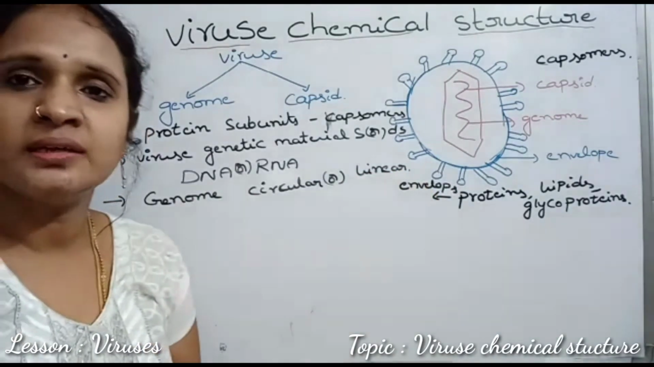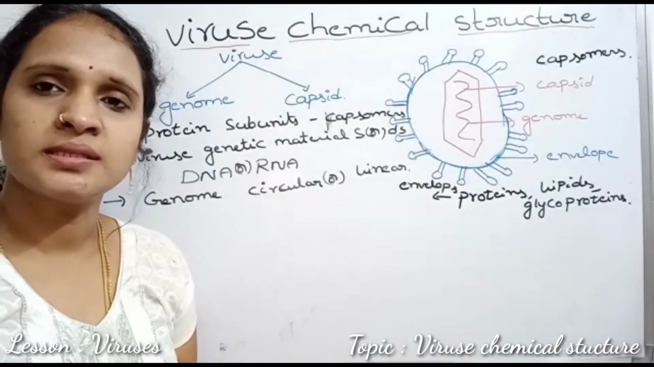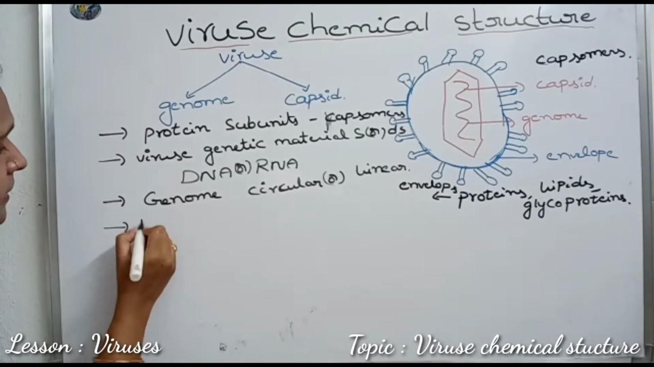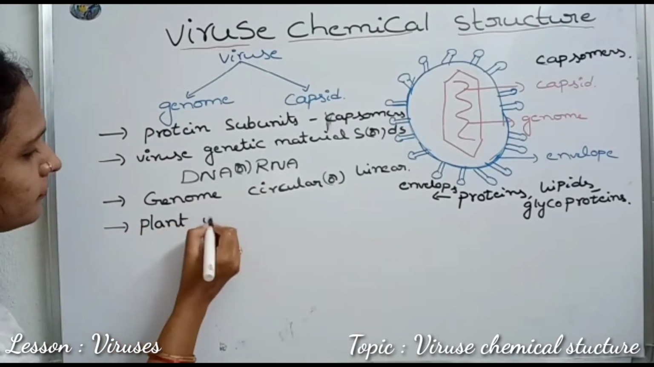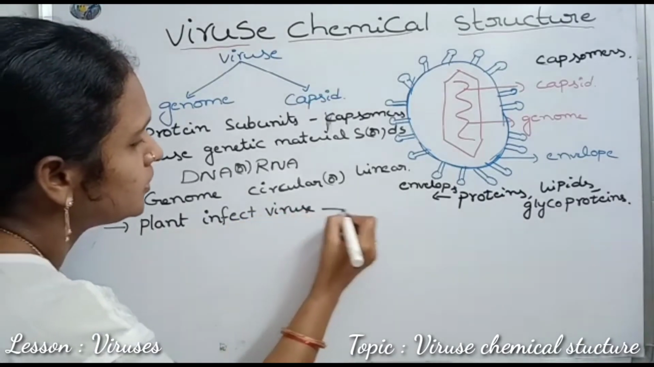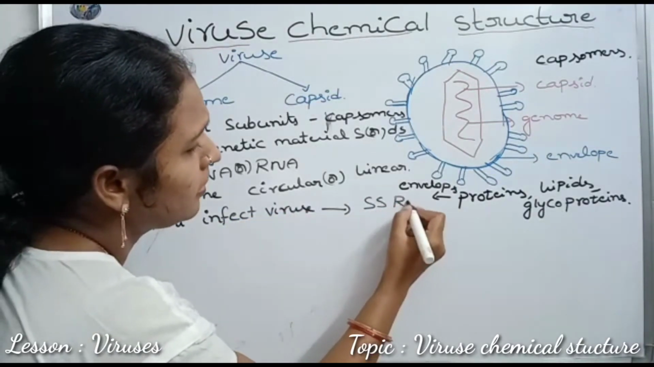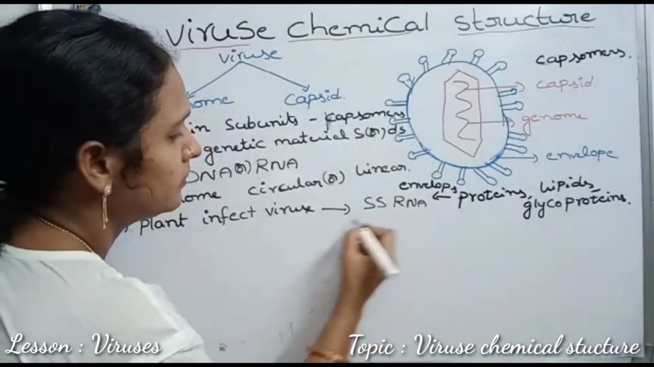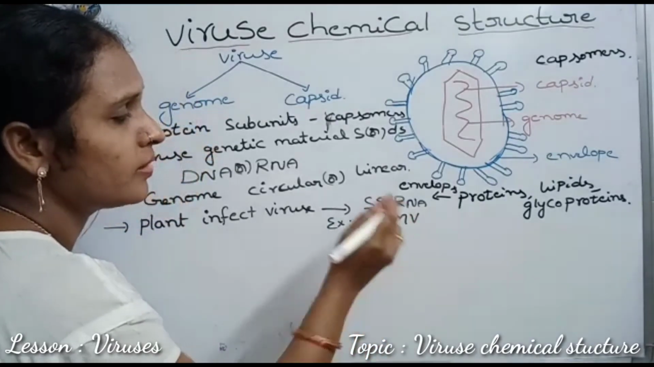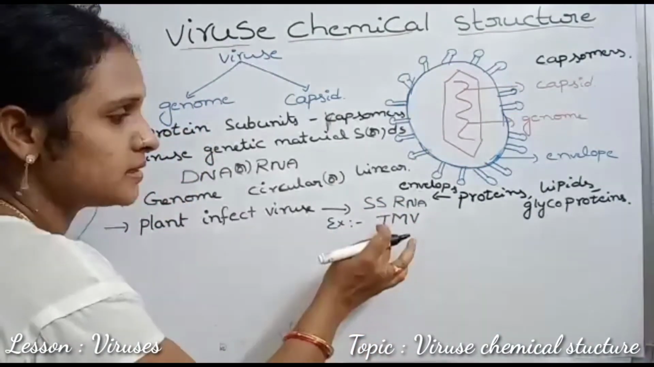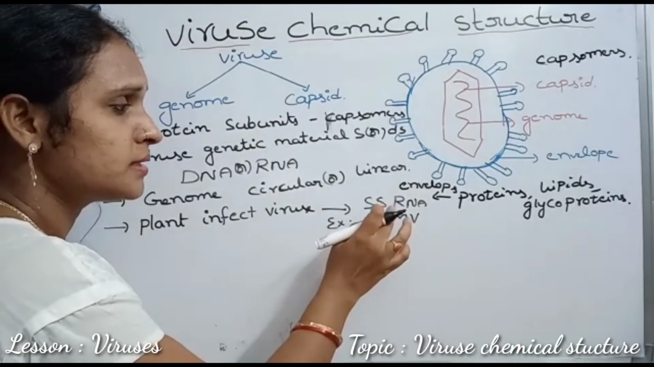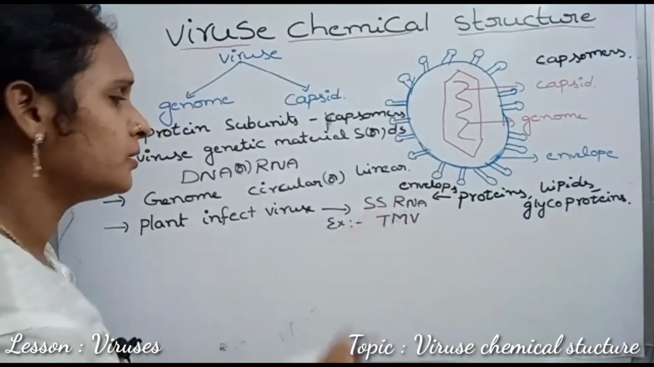Generally, the genome of plant infecting viruses is single stranded RNA. Example, TMV, which means tobacco mosaic virus. The first discovered virus is the tobacco mosaic virus, and it was the first virus with an RNA genome.